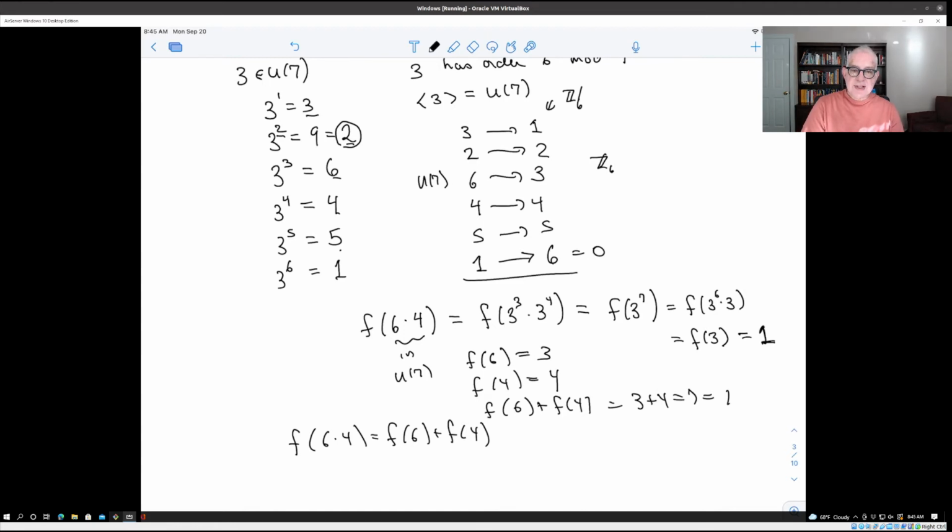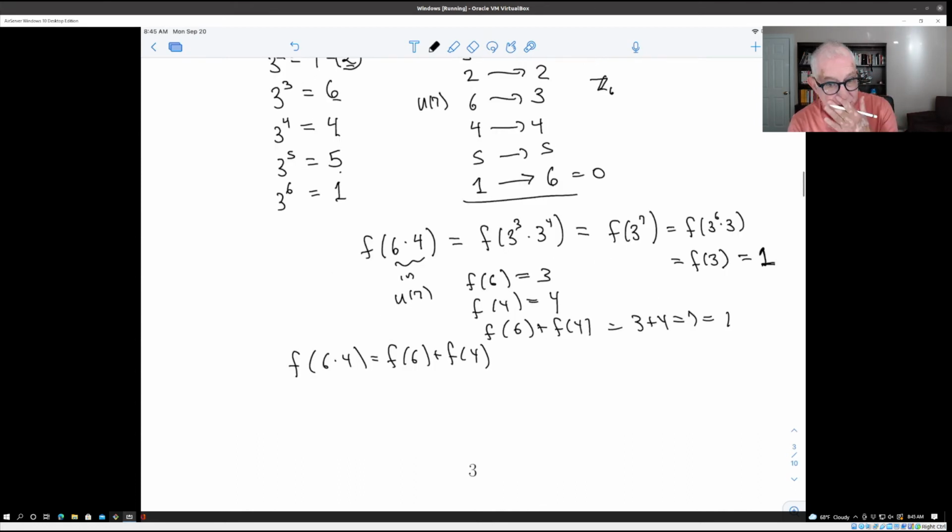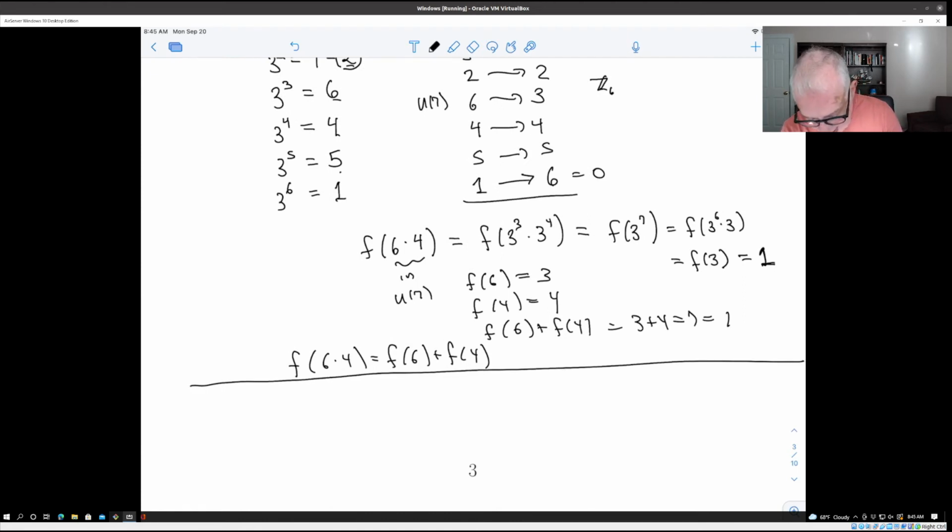And so at least for these two values, this has the property that it looks like an isomorphism. Now, we have to check all possibilities. And it's kind of inconvenient to do that in this direction. So to prove these two groups are isomorphic, it's actually a little easier to write down the map in the other direction. So let's define g from Z6 to U(7) by defining g of a number a to be just 3 to the a. So it's like an exponential function like we saw before.